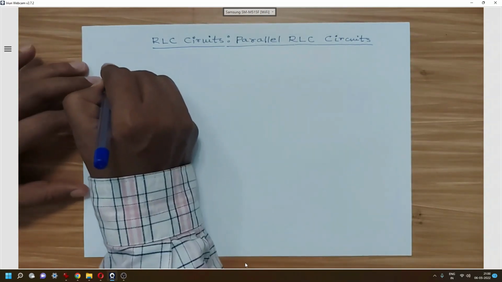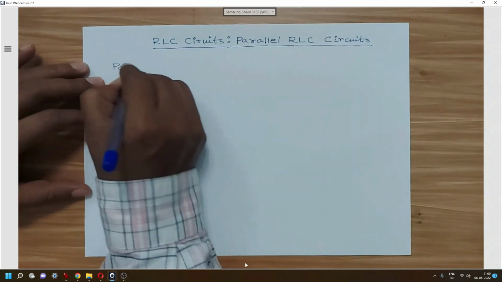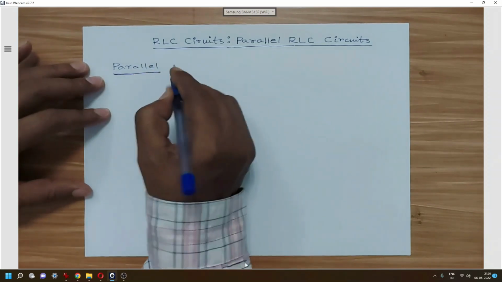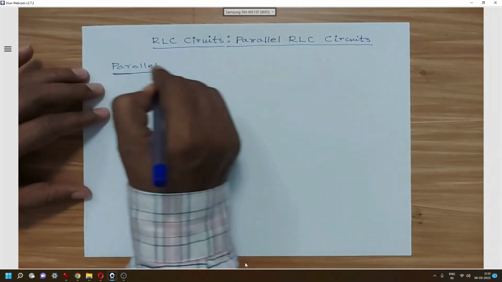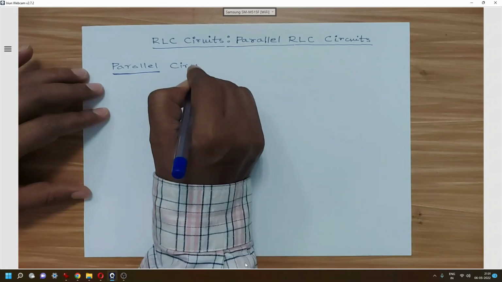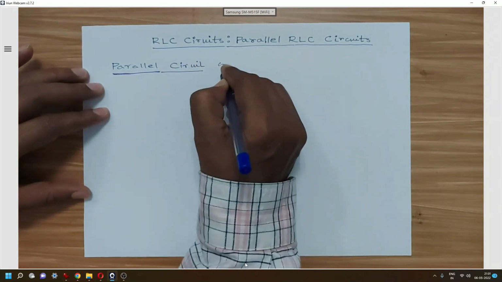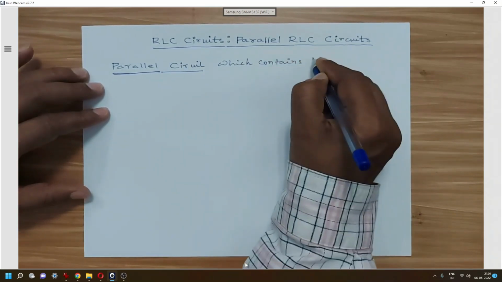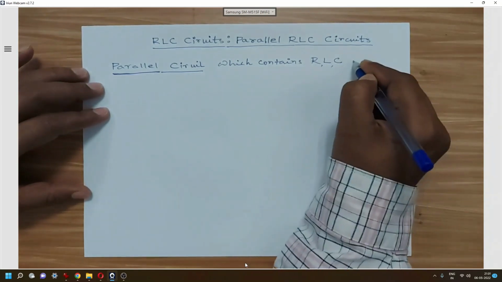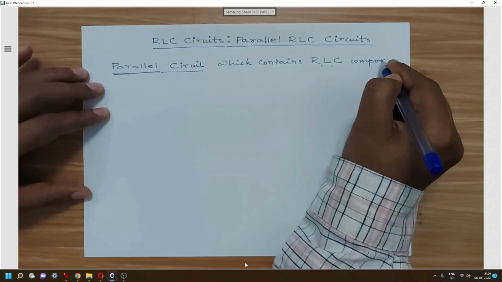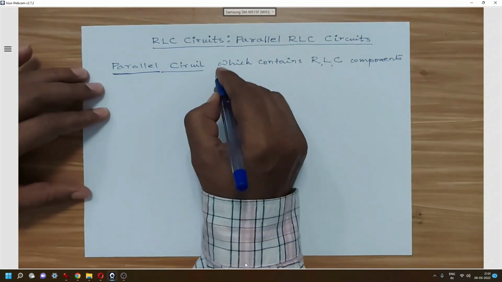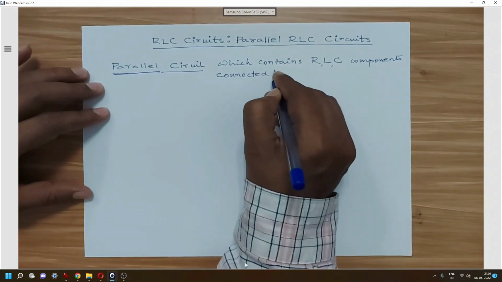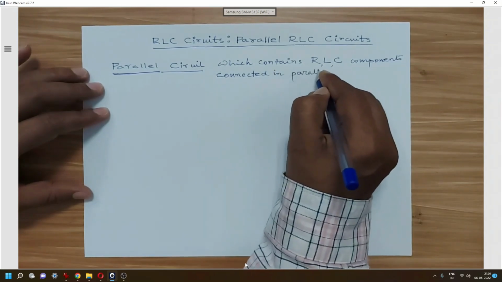Now in parallel RLC circuit, we need to know, first, we need to know the parallel circuit, which contains RLC components connected in parallel combination.